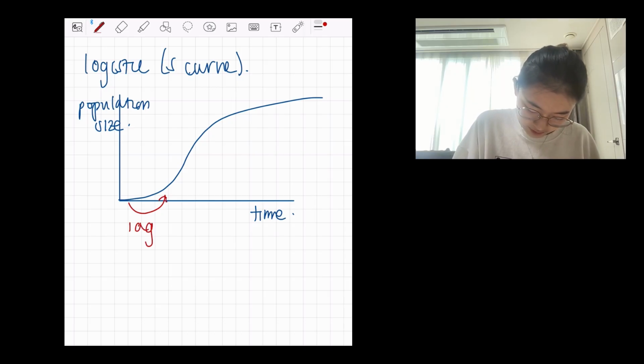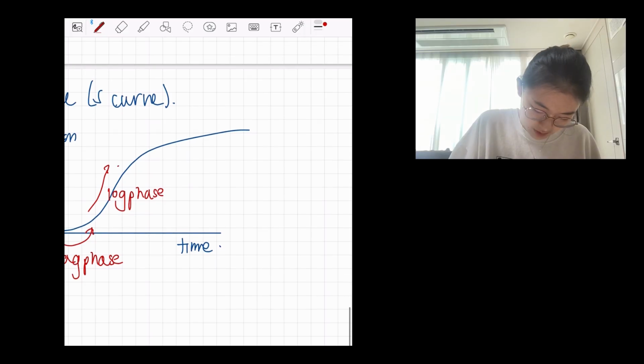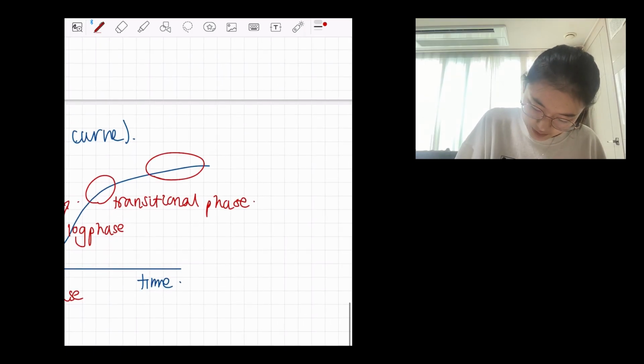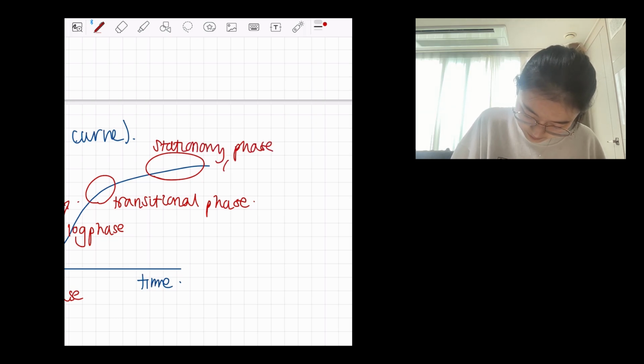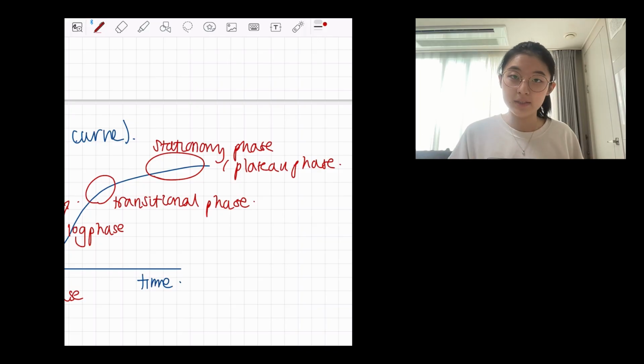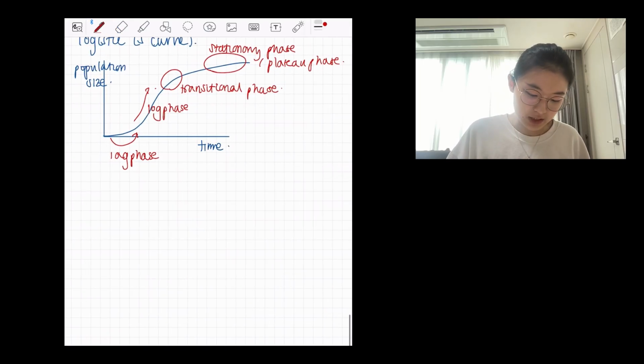We're going to label different phases of the curve. Firstly, we're going to have the lag phase. We're going to get into detail a little bit later. And then the log phase. And then we're going to have a quick short transitional phase here. And then we're going to have a stationary phase, also known as the plateau phase. This is where the population reaches the carrying capacity and then fluctuates near there, depending on density independent and density dependent factors, but again, that's a topic for another lesson.